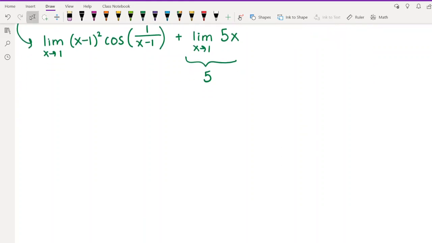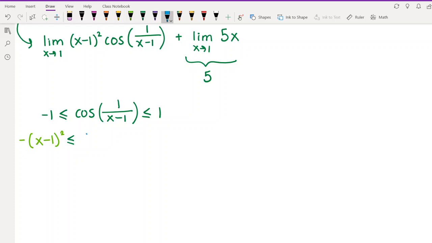Okay, so how are we going to tackle this? Again, we want to start by saying we know that cosine of 1 over x minus 1 has to be between -1 and 1. And then we can multiply both sides by x minus 1 squared, and that will give us our top and bottom function. So we get negative x minus 1 squared is less than or equal to our middle function, x minus 1 squared times cosine of 1 over x minus 1, which is less than or equal to just x minus 1 squared. So we found our top and our bottom function.